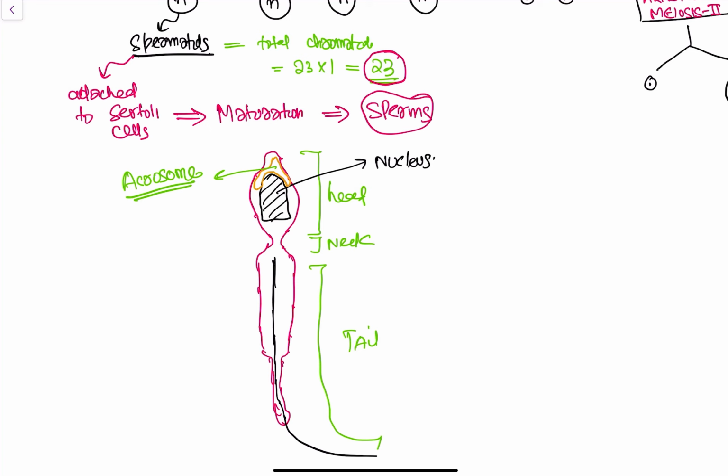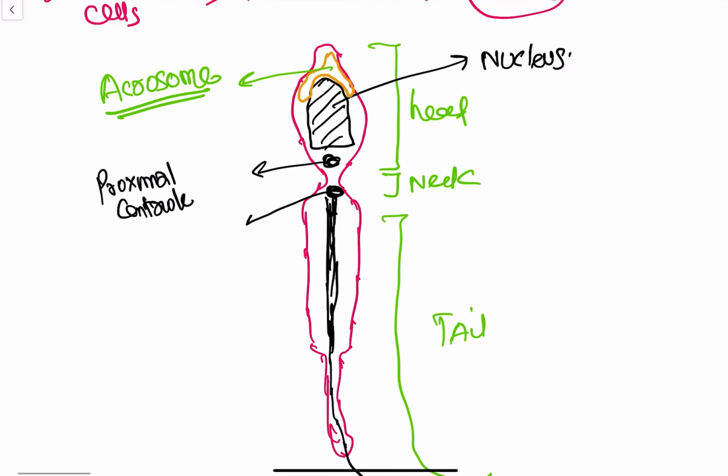And there are two centrioles in the neck: proximal and distal centriole. These are the two centrioles: proximal and distal centrioles. This is the proximal centriole. And this one here is the distal centriole.